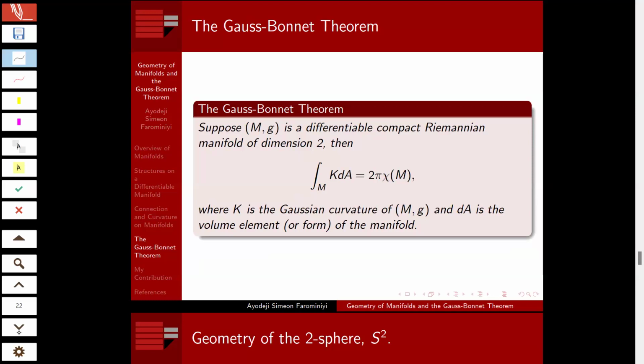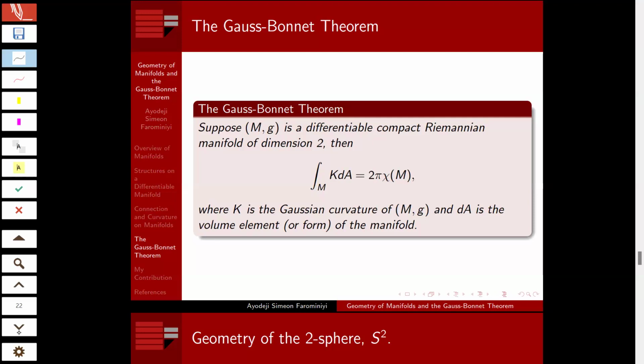So what does the theorem state? It states that suppose M is a differentiable compact Riemannian manifold of dimension 2, then the integral of the Gaussian curvature over the volume form is equal to 2 times pi times the Euler characteristic of M. Where K is the Gaussian curvature and dA is the volume element of the manifold. The Euler characteristic is one important topological invariant, which is mostly studied in algebraic topology.